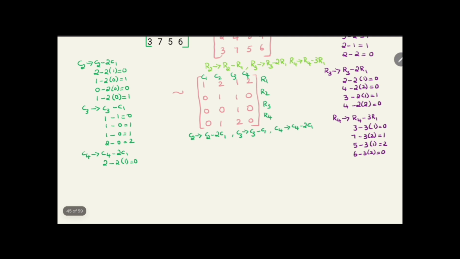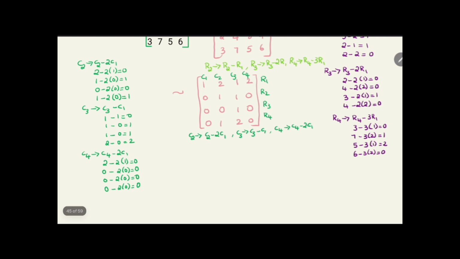Okay. What is the second element of C4? 0 minus 2 into 0 is again 0. Third element of C4 is 0 minus 2 into 0. Alright, it is again 0 here. And the last element of C4 is 0 minus 2 into 0. So column 4 is completely made 0 here.